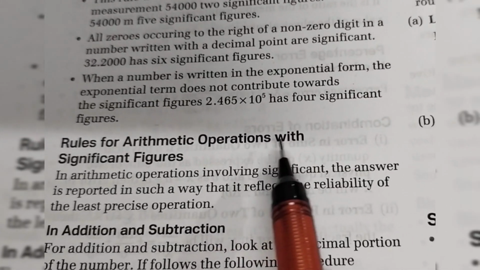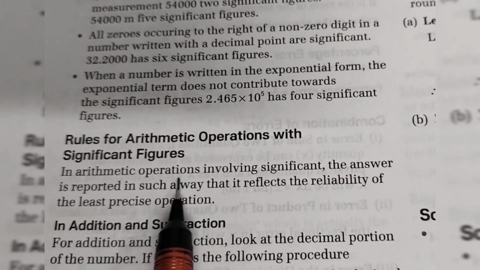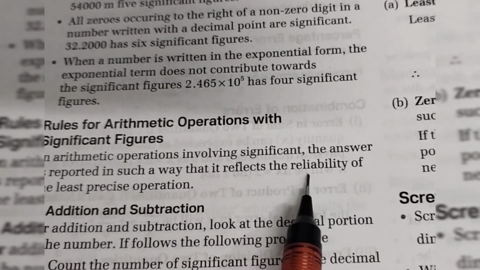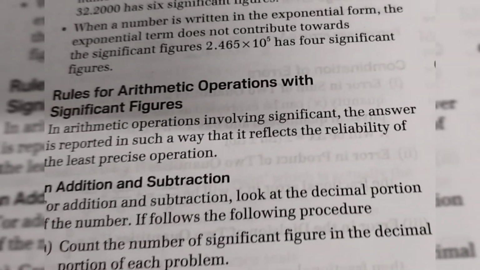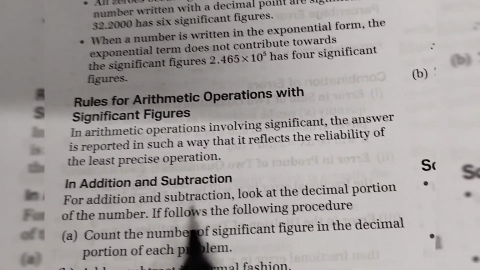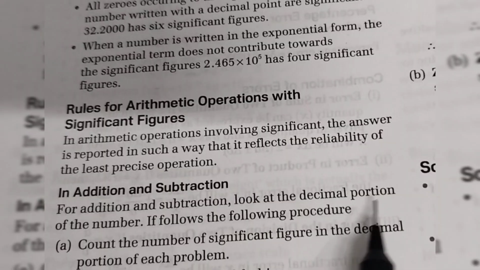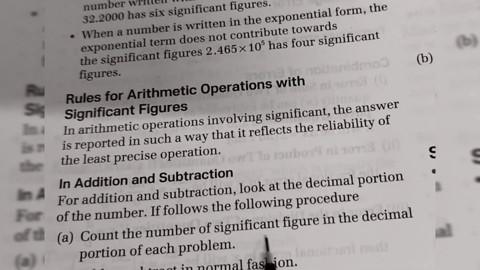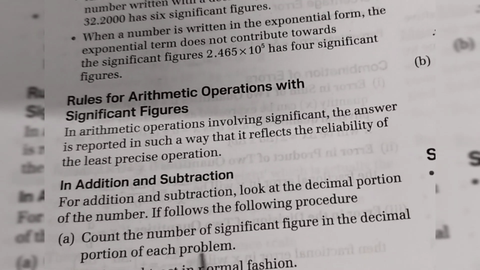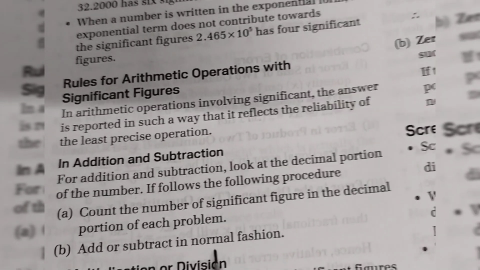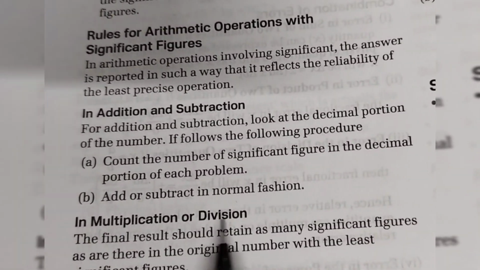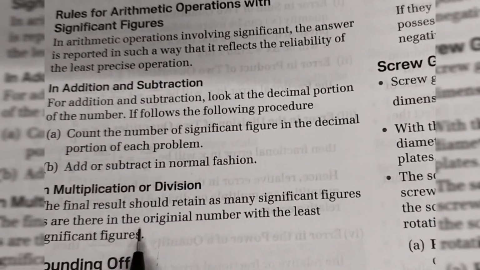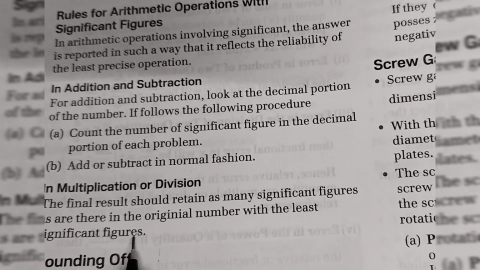Rules for arithmetic operations with significant figures. In the arithmetic operations involving significant figures, the answer is reported in such a way that it reflects the reliability of the least precise operation. For addition and subtraction, look at the decimal portion of the number. It follows the following procedure. Count the number of significant figures in the decimal portion of each number. Add or subtract in normal fashion, right? In multiplication or division, the final result should retain as many significant figures as are there in the original number with the least significant figures.